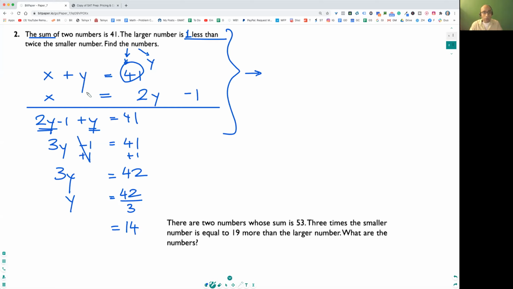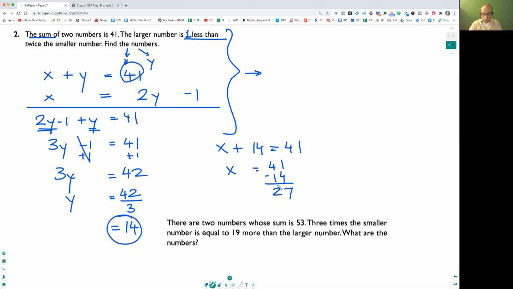And now you can find the other number, right? The sum is equal to 41, so you can put it inside here. Because x plus y is 41 and y is 14, so x plus 14 is 41, and so x is equal to 41 minus 14. That's 27. So I know this problem is tricky, right? The way they've written it, twice the smaller number. So you have to do it this way, okay?